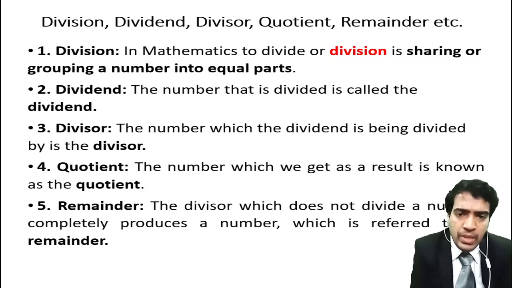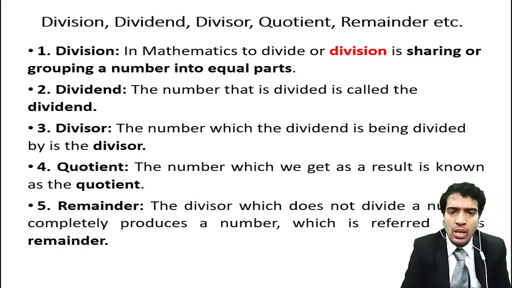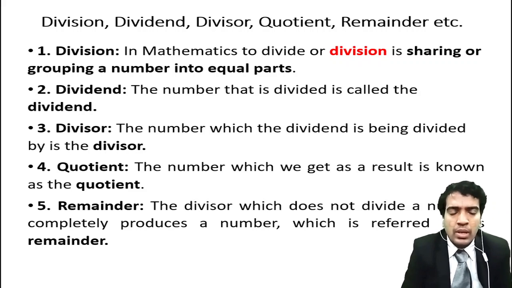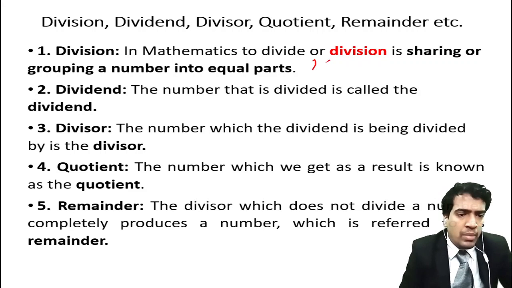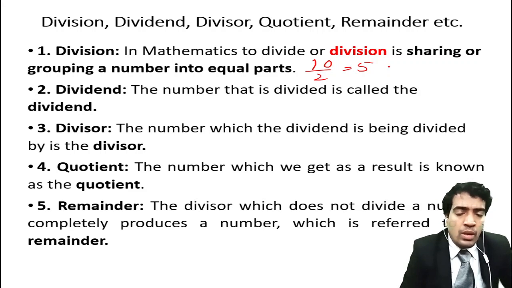Let us look at the definitions of division, dividend, divisor, quotient, and remainder. Now, in mathematics, when you talk about division, you will be talking about sharing or grouping a number into equal parts. For example, if I divide 10 by 2, this will give an answer of 5. You would say that when you divide 10 by 2, there will be 5 equal parts.